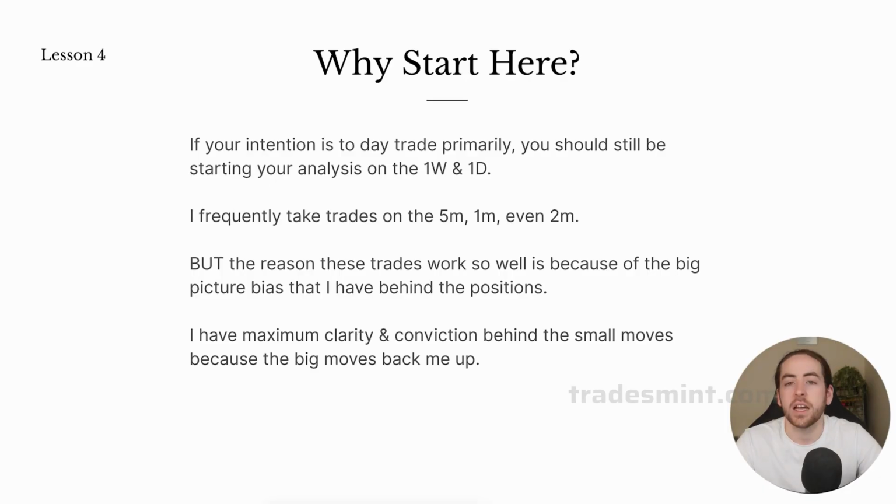Well, if your intention is to day trade primarily, you should still be starting your analysis on the weekly and daily time frames. I frequently take trades on the 5-minute, the 1-minute, the 2-minute, the 10-minute, okay? But the reason these trades work so well is because of the big picture bias that they live within. I have maximum clarity and conviction about the small moves because the big moves back me up. You're going to see this as we go through.